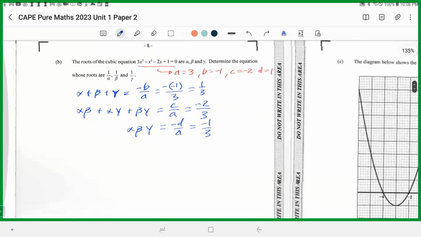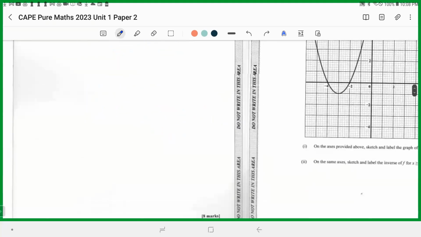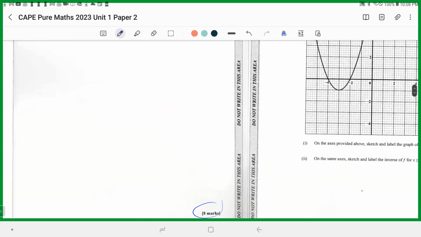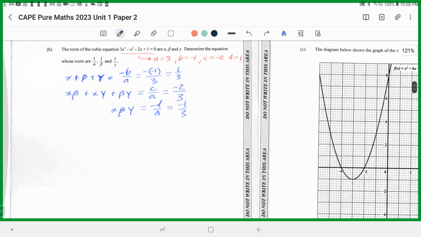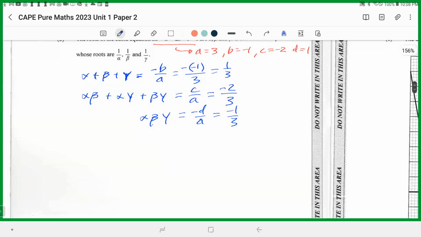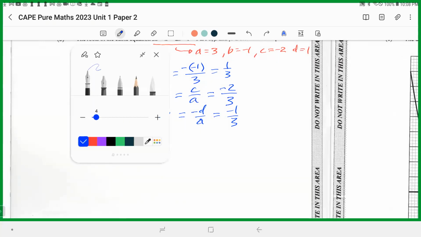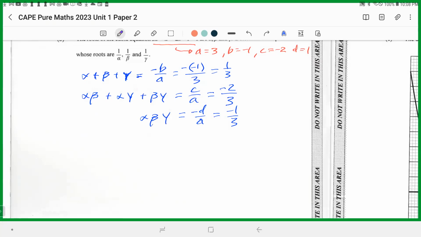What space do we have? Let me see. We have the word page. All right, 8 marks. Wow. So this is just easy work, which is just work to do. All right. So let's change the color now for the new equation and show you what that means. So see here now, new equation. We're forming a new cubic equation with roots.